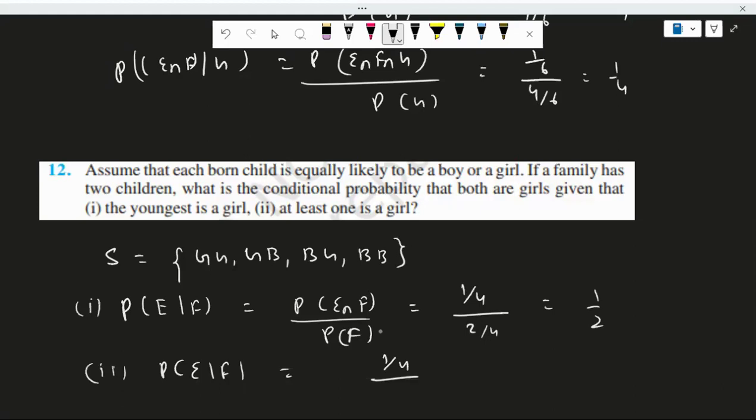And now at least one girl. How many cases are there? Three cases are there. Means 3/4. 1/3 you'll get as the answer. Yeah, answer is 1/3. This is the answer.